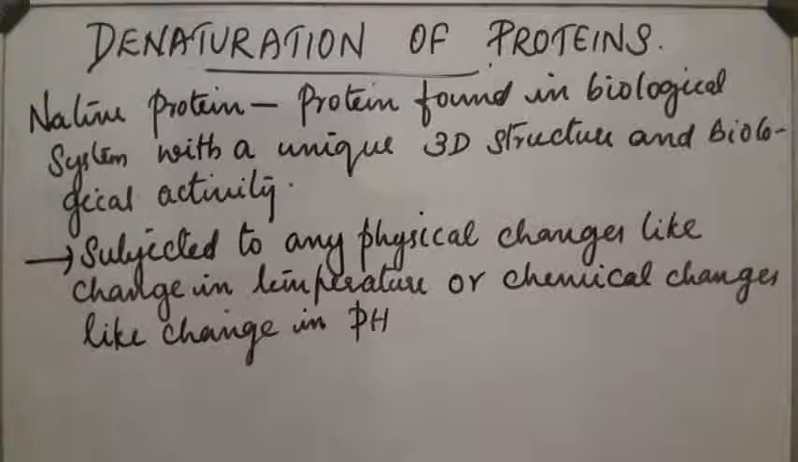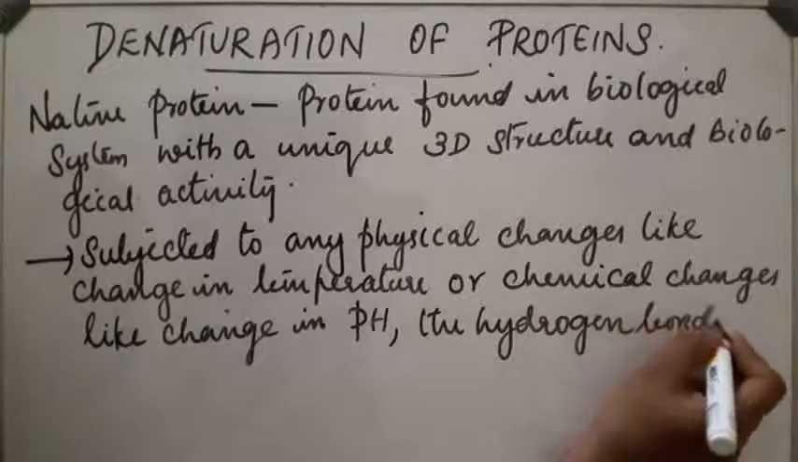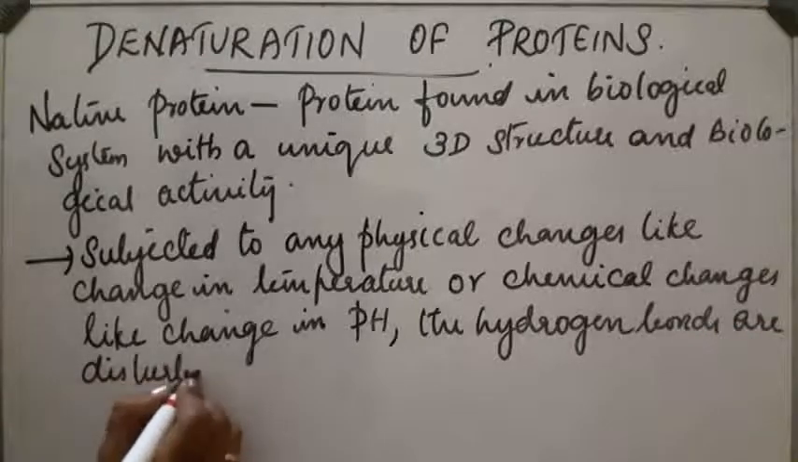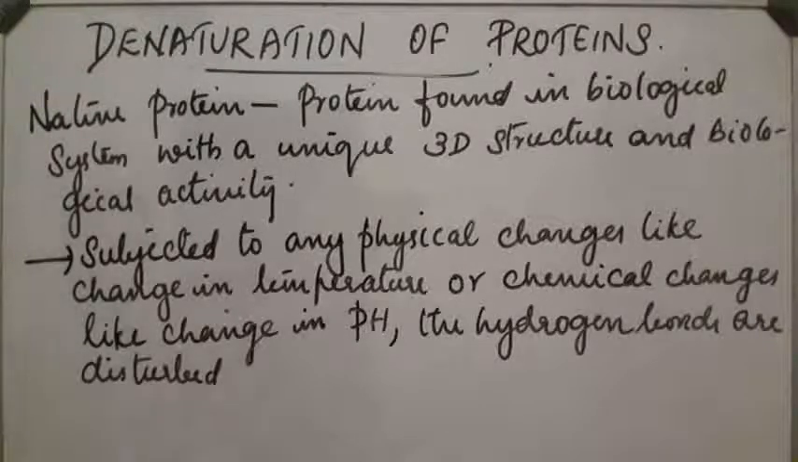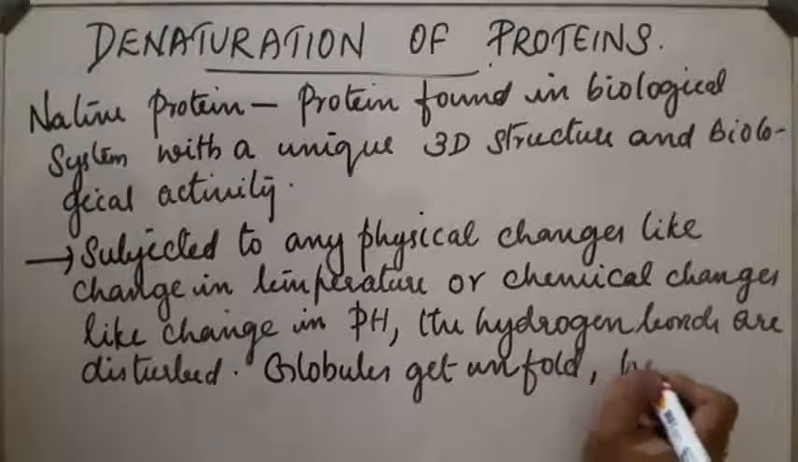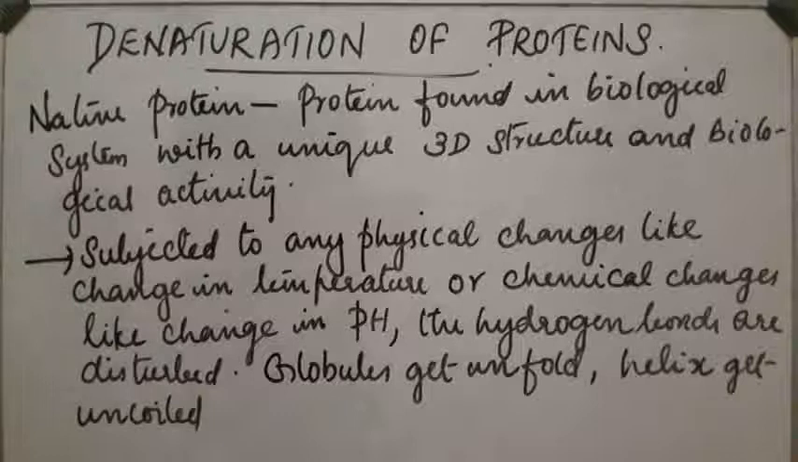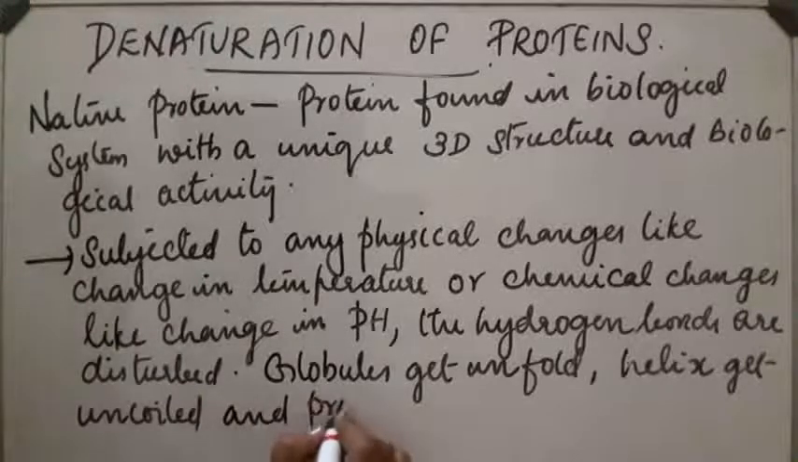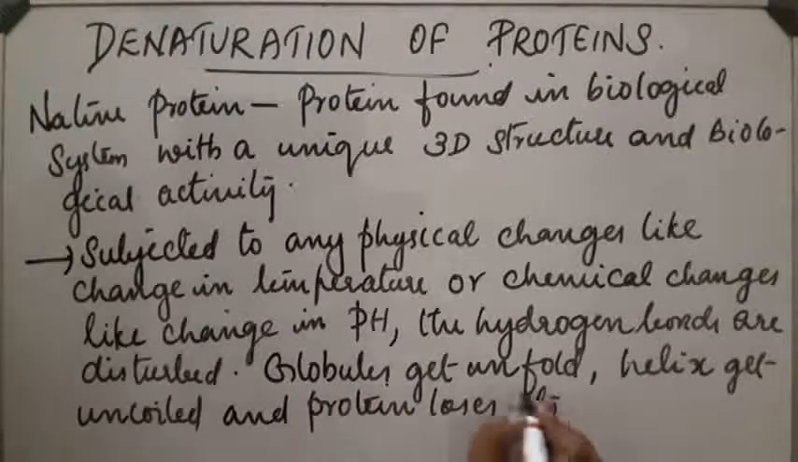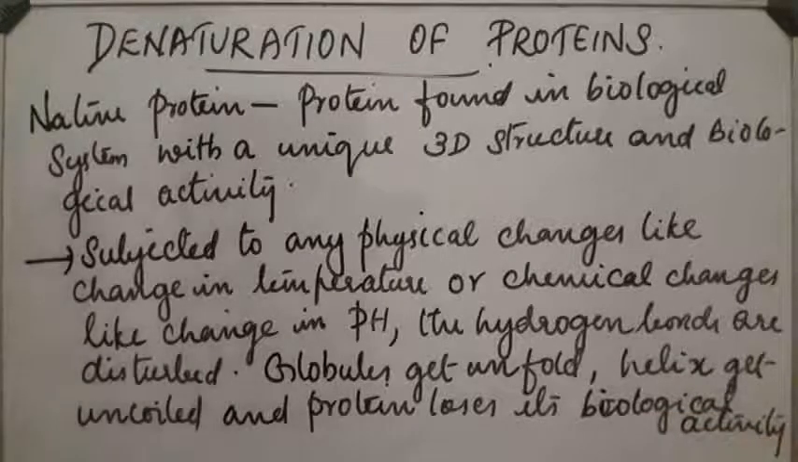What will happen? The hydrogen bonds present in it are disturbed. So when hydrogen bonds get disturbed, there will be a change in their secondary and tertiary structure. That means globules get uncoiled or unfolded, then the helix gets uncoiled. So a protein loses its property or biological activity. This is known as denaturation of proteins. Due to this denaturation, its complete biological activity gets disturbed.